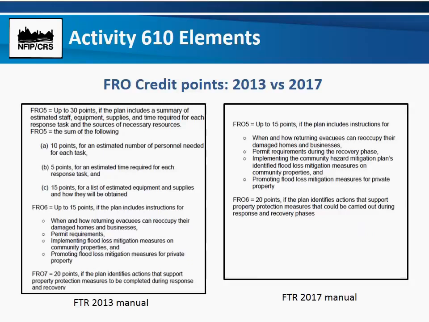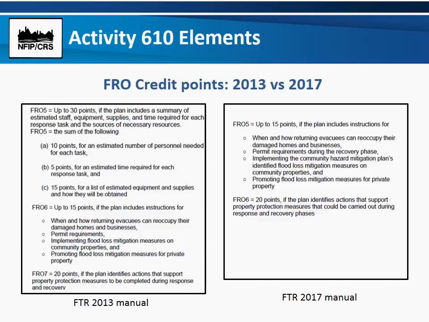FRO 5 through 7, there were major changes in that there was the elimination of FRO 7 in the 2017 manual. Also in 5, you had a change in points and description, as you can see on the slide. And in 6, change in points and description. So the overall points in FRO did not change. Once again, it was just a redistribution to make it more in line with what's actually found in the field or in the community.